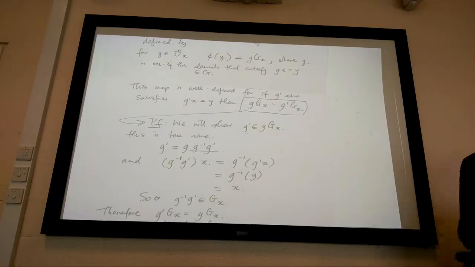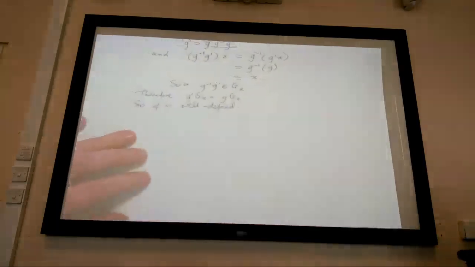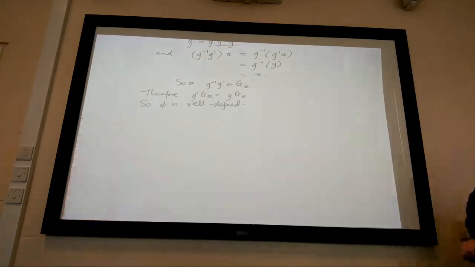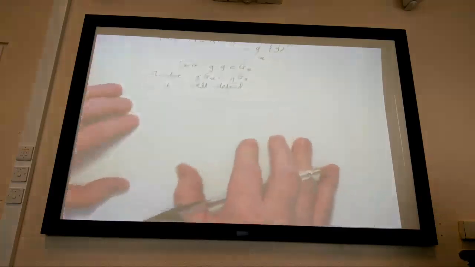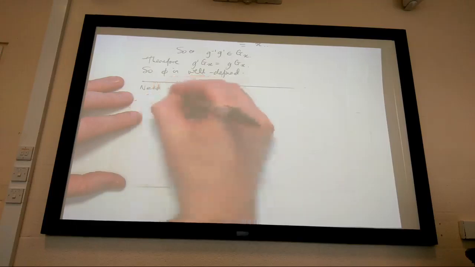So now we just have to show that it's 1-to-1 and onto. I mean, you could skip this well-defined part initially. You could just define the map and then go ahead and show that it's 1-to-1 and onto, assuming this well-defined part. That would be a legitimate way to proceed. So now we need to show phi is 1-to-1 and onto.